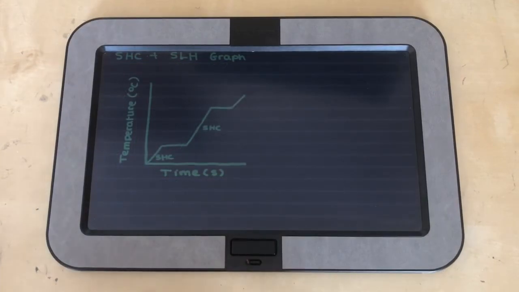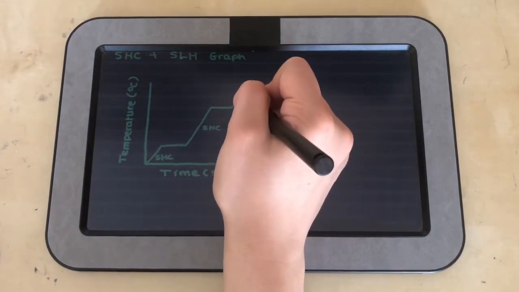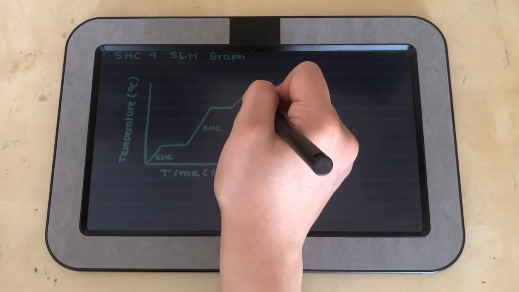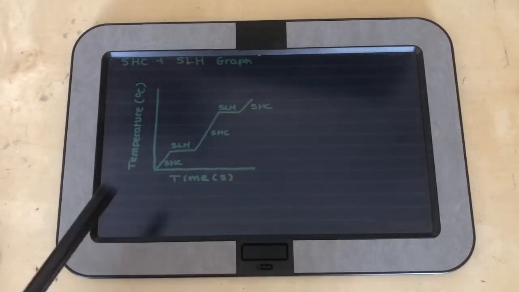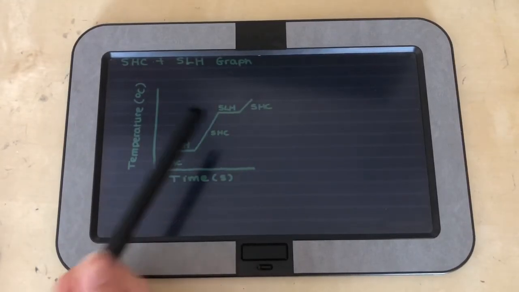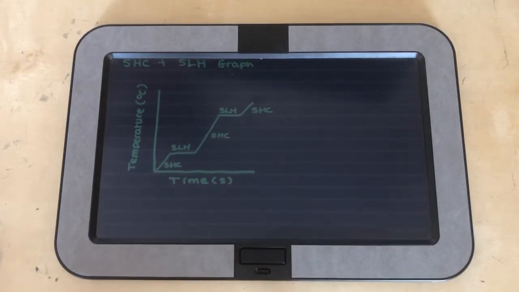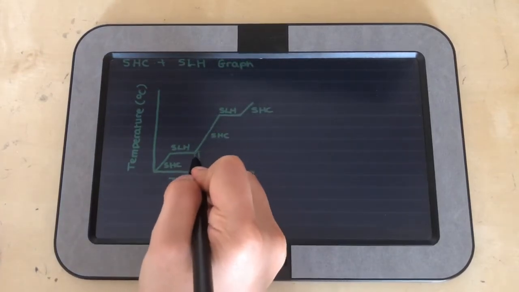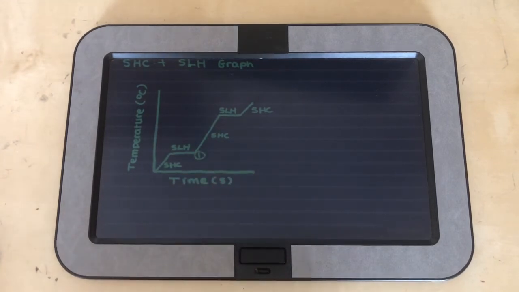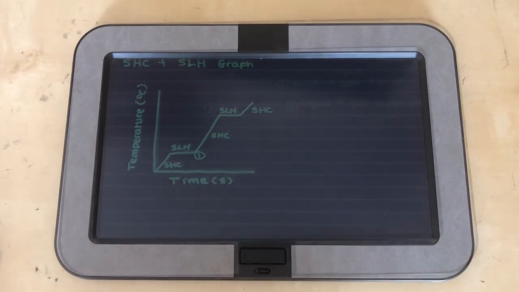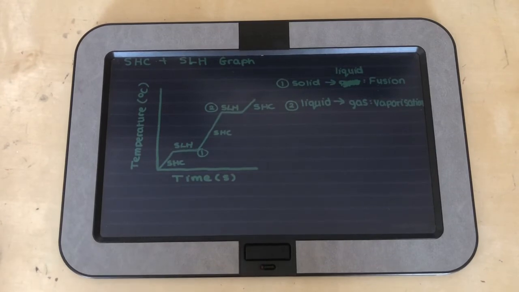The steady increase on the graph represents specific heat capacity, and the plateaus, specific latent heat. Remember how we learned about two types of specific latent heat: fusion and vaporization. The first plateau describes fusion, the change from solid to liquid, and the second vaporization, the change from liquid to gas.